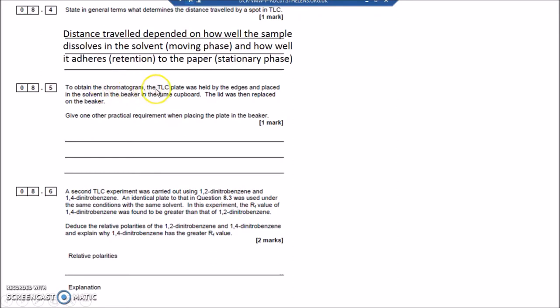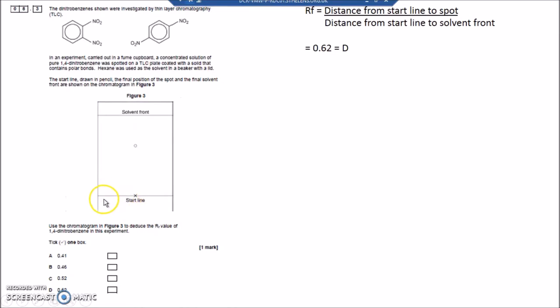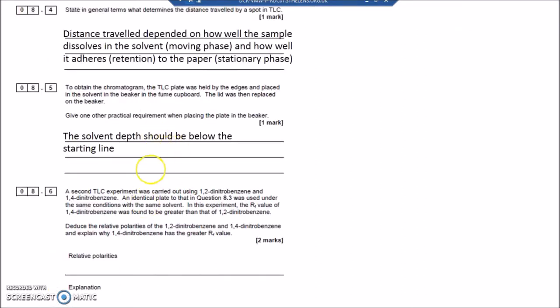To obtain the chromatogram, the TLC plate was held by the edges and placed in the solvent in the beaker, and a fume cupboard lid was replaced. Give one other practical requirement when placing the plate in the beaker. Well, the solvent depth should be below the starting line. You can't have the solvent above the starting line, otherwise it will dissolve any of the spots that are above the starting line, so it won't rise up and carry the spot with it. It will just dissolve the spot into the solvent. So the solvent depth should be below the starting line.